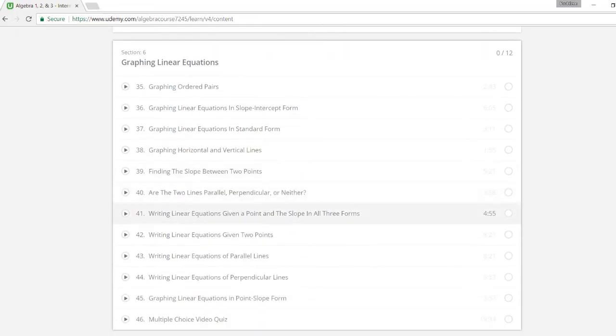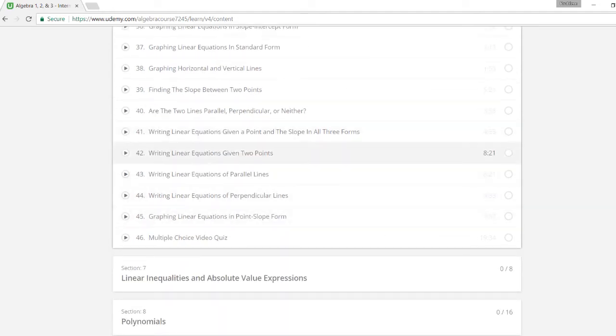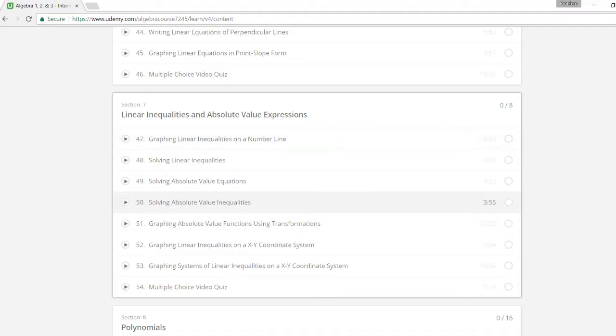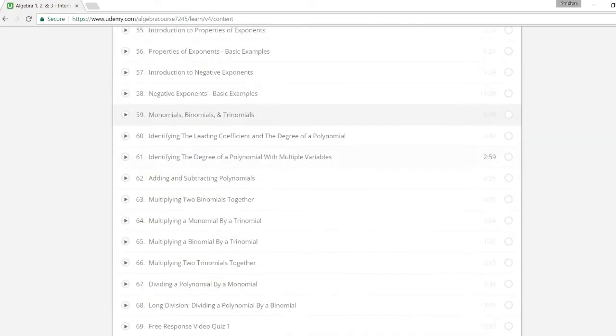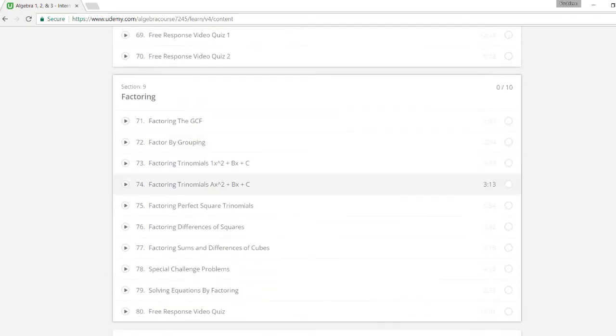Graphing linear equations. You need to know how to calculate the slope. You need to be familiar with the slope-intercept form, standard form, and just how to tell if lines are parallel, perpendicular, and so forth. And there's a quiz that goes with that as well. The next topic is on inequalities and absolute value expressions, which are also seen in a typical algebra course. And then we have polynomials, and that's a long section. And then factoring, that's another topic you need to master.